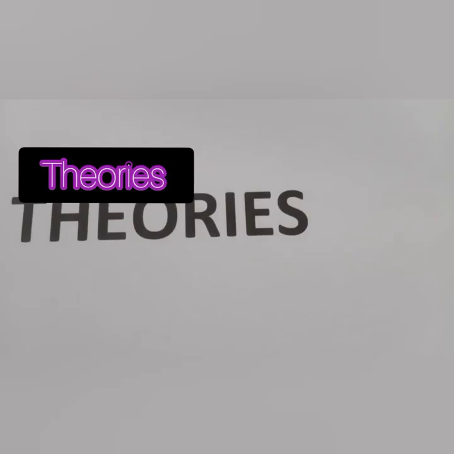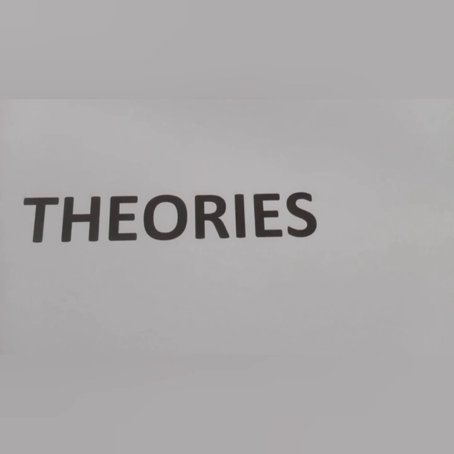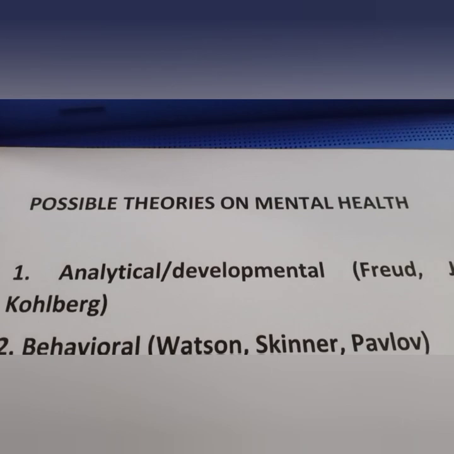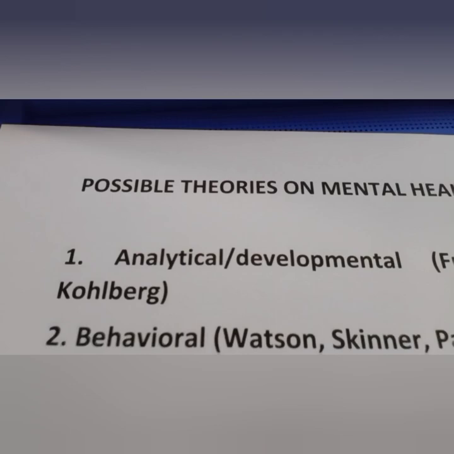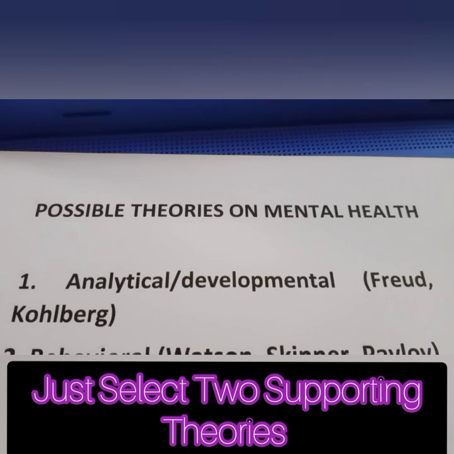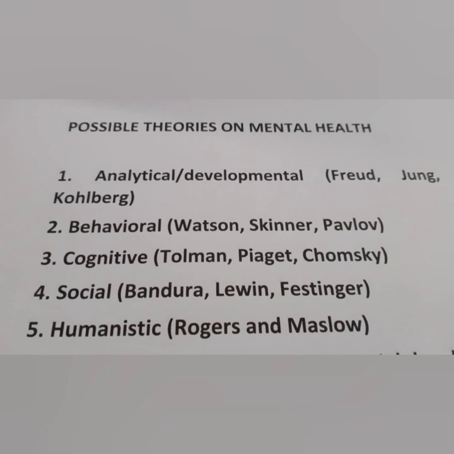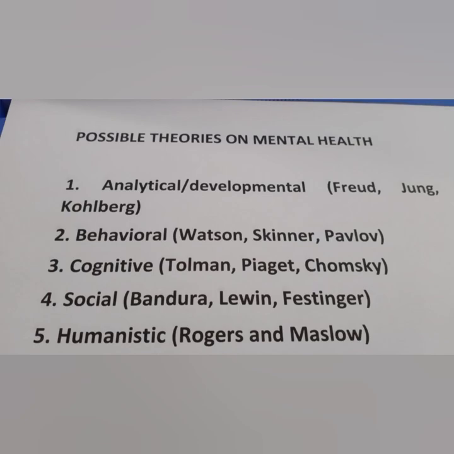The variables of your study would make you identify what are the possible first theories. One of the variables of my research entitled Impact of COVID-19 on the Mental Well-being of Learners in the Public School is on the mental health. So I browsed the net about possible theories on mental health, and Google gave me these five possible theories on mental health. So first, we have analytical or developmental by Freud, Jung, and Kohlberg.